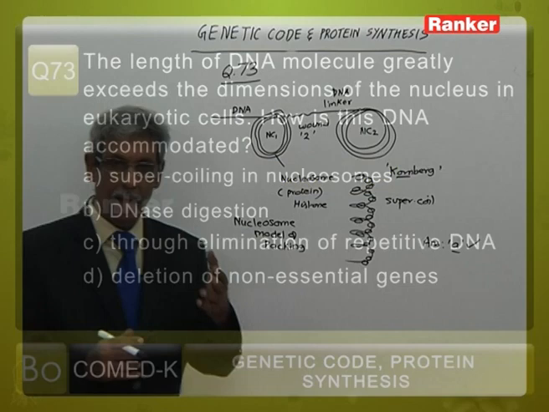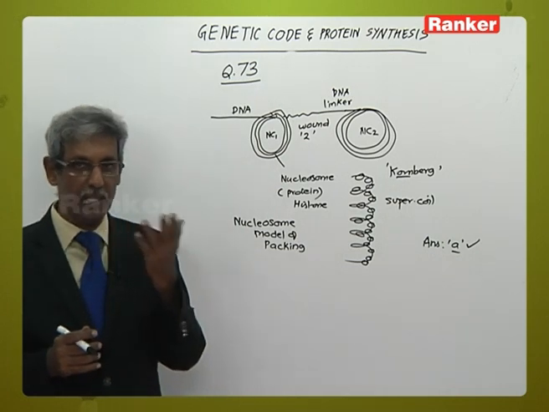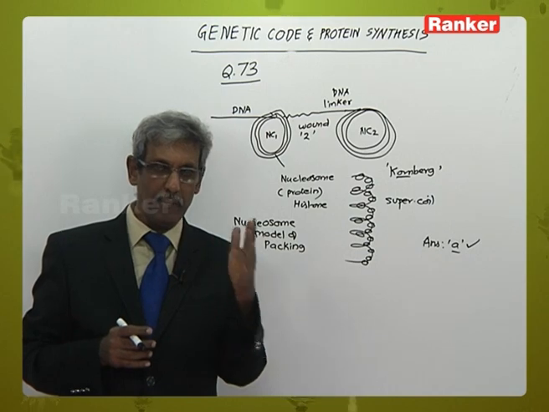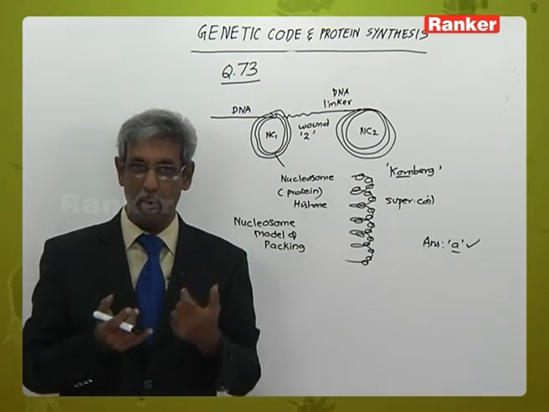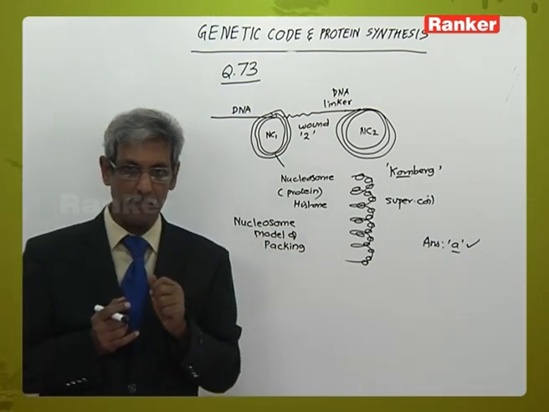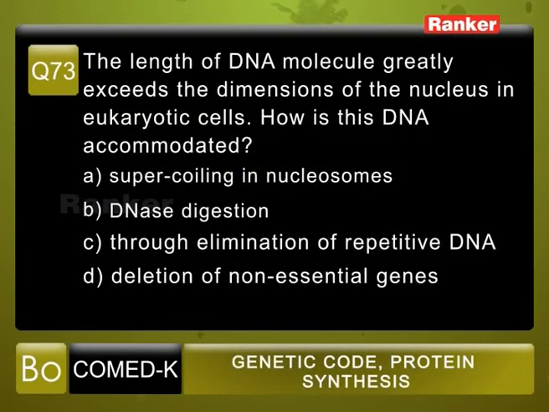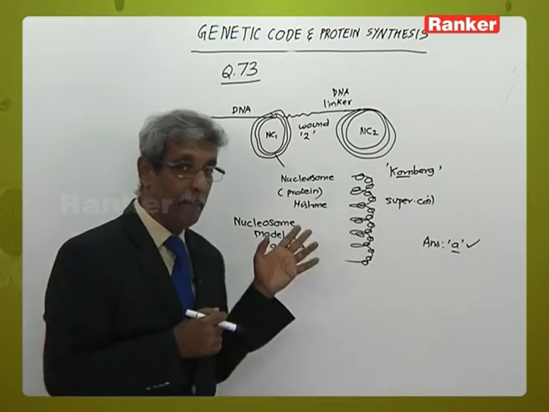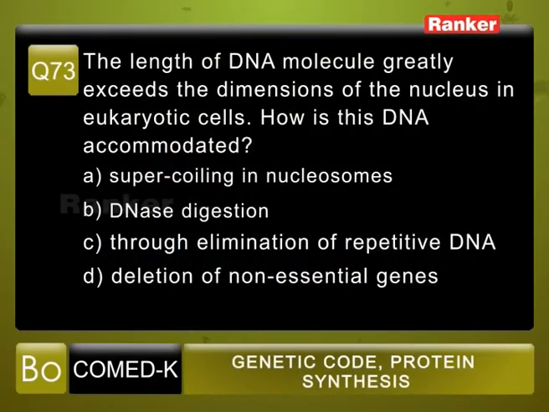While if you take B, choice B is DNase digestion. If you are using an enzyme called DNase, you break the DNA into small pieces, again the DNA pieces will not join initially. Choice C, through elimination of repetitive DNA, no editing occurs during DNA packing. And D, deletion of non-essential genes.